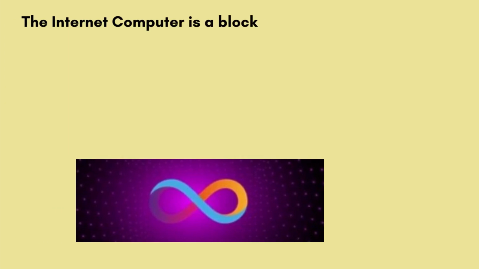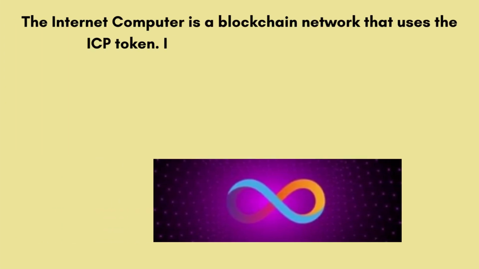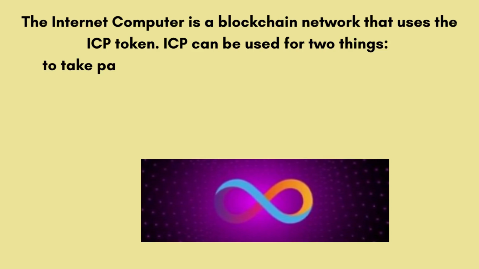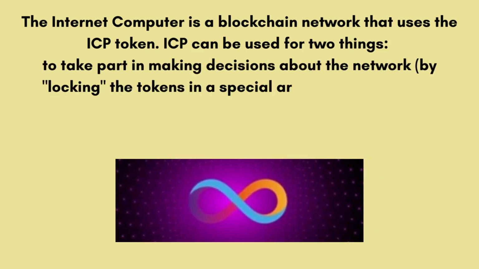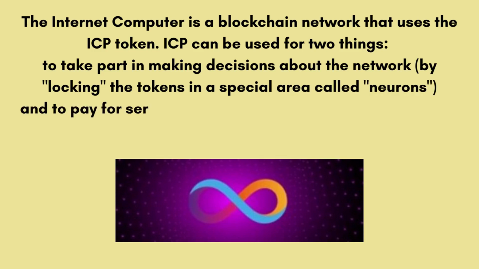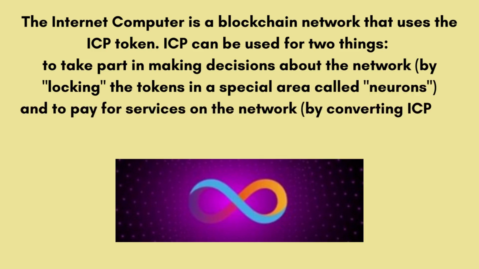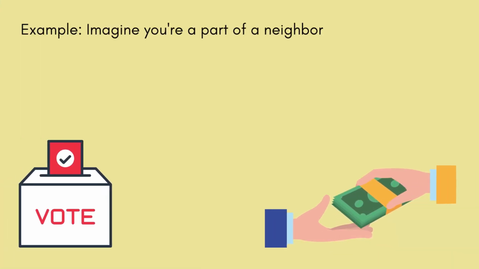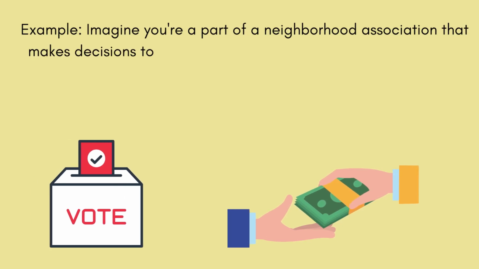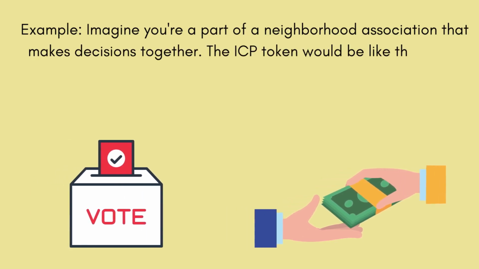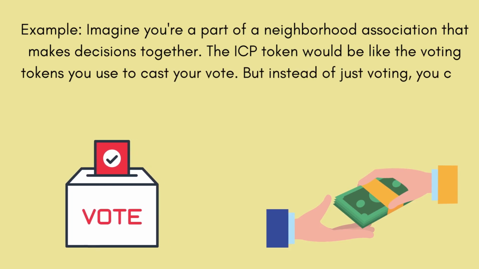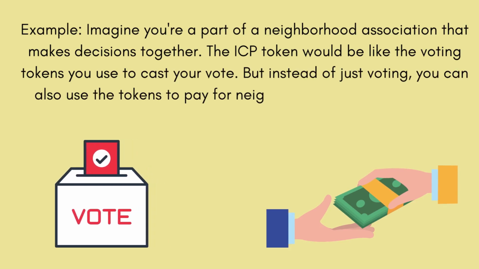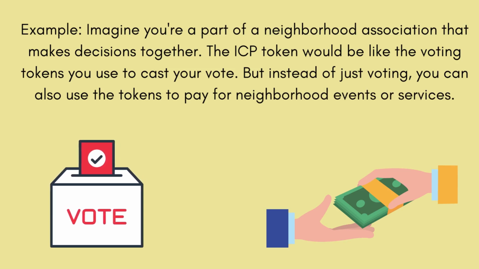The Internet Computer is a blockchain network that uses the ICP token. ICP can be used for two things: to take part in making decisions about the network, by locking the tokens in a special area called neurons, and to pay for services on the network. Example: imagine you're part of a neighborhood association that makes decisions together. The ICP token would be like the voting tokens you use to cast your vote. But instead of just voting, you can also use the tokens to pay for neighborhood events or services.